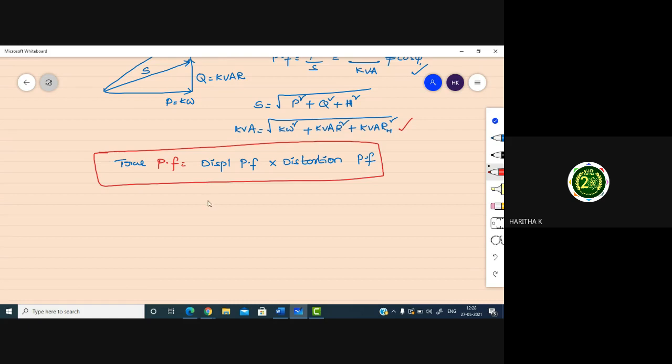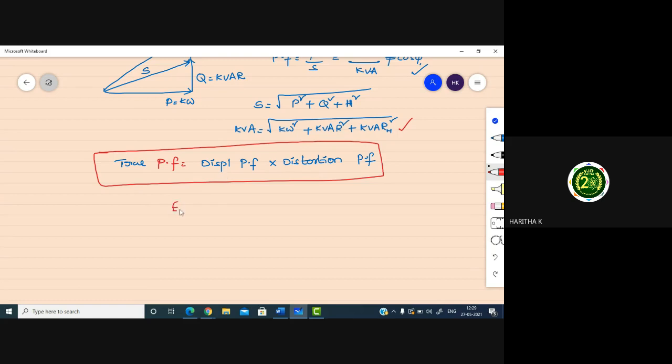For most of the nonlinear loads, the displacement factor will be near to unity. Even though it is a nonlinear load, the displacement power factor will be unity. But true power factor will not be unity. Why? Because this displacement power factor is multiplied with distortion power factor. Because of the harmonic component generated in nonlinear loads, this distortion power factor comes into picture. So if you multiply these two, then true power factor will deviate from unity.